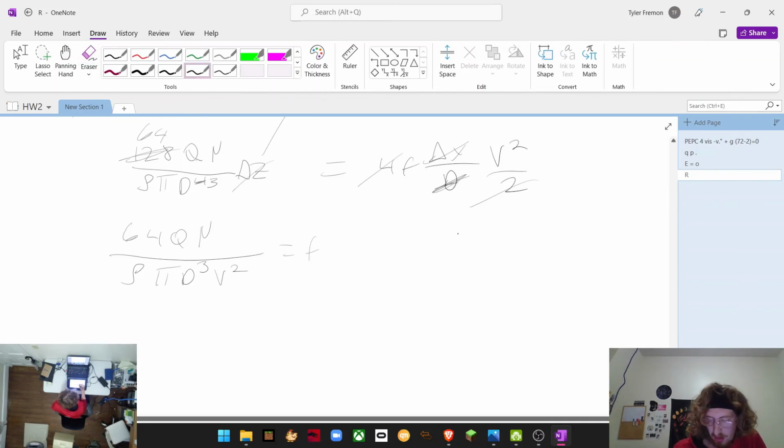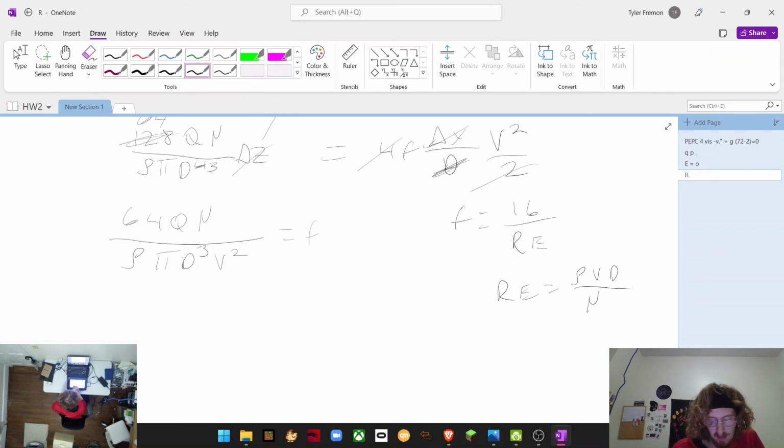And again, we're looking to prove that f is equal to 16 over Reynolds number, and Reynolds number is equal to rho v d over mu. So here we have a Q, so I'm going to guess that 64, and then Q is just going to be v times our area. So we're going to have pi d squared over 4. That makes sense. And then mu.